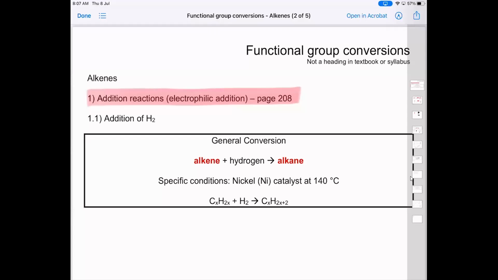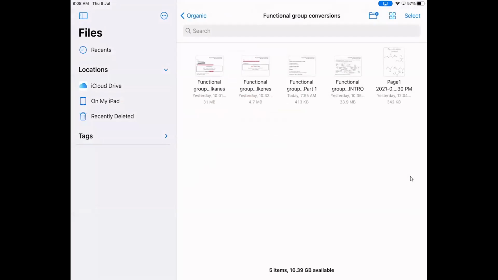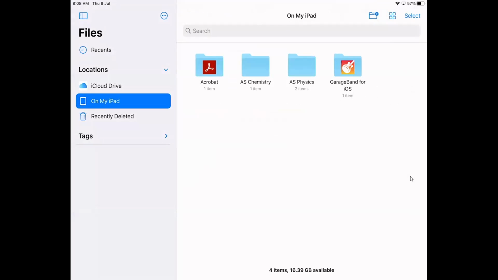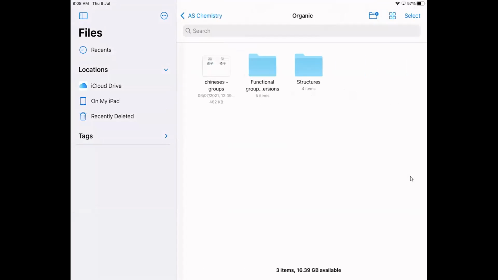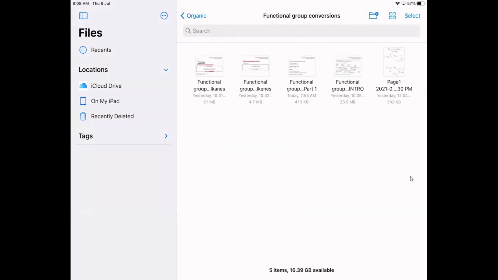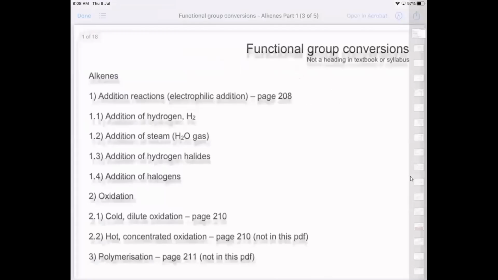So, if you haven't already, you can go onto the Google Classroom and download the updated version. Hang on, is that the updated version? No, that's not the updated version. I don't know where the updated version is. Oh wait, it's this one. There we go.